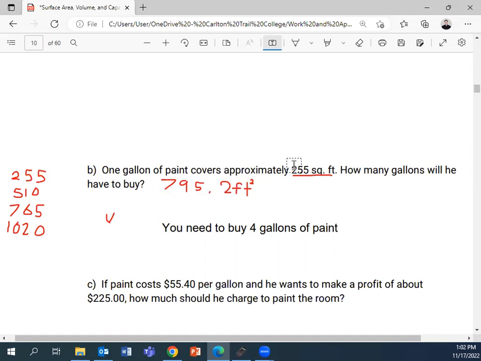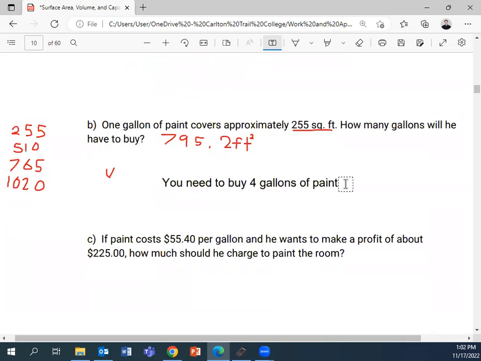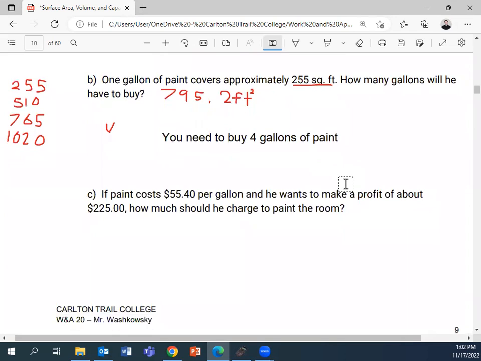All right. And final question. We've gone so much further from just measurements, right? Again, this is super real world math. This is exactly what's done with it. So last question here. If paint costs $55.40 per gallon, and he wants to profit $225, how much should he charge to paint the room? If you ever take out a small business loan, they're going to ask you this stuff. What's your profit margins? How much are you going to charge? How much are you going to profit?